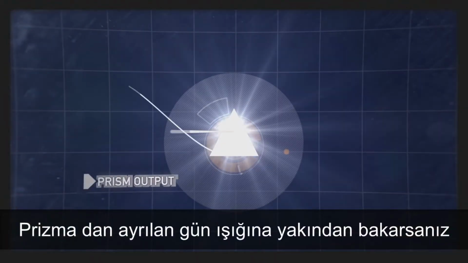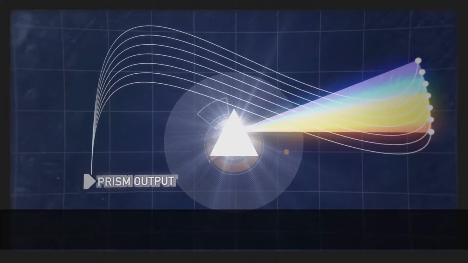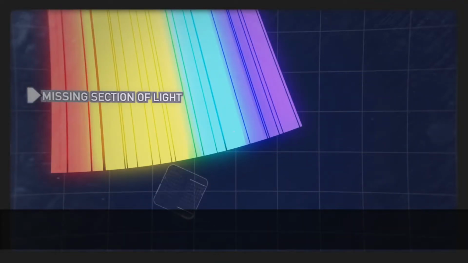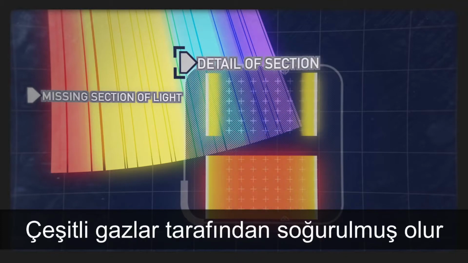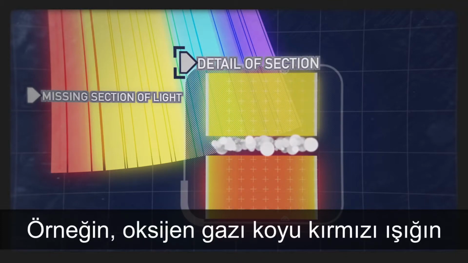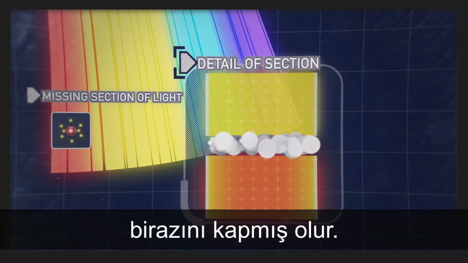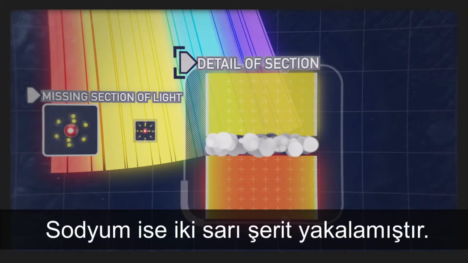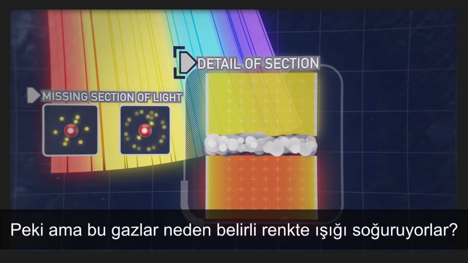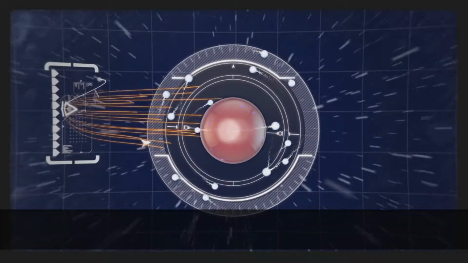If you look closely at sunlight separated through a prism, you'll see dark gaps where bands of color went missing. Where did they go? Before reaching our eyes, different gases absorbed those specific parts of the spectrum. For example, oxygen gas snatched up some of the dark red light, and sodium grabbed 2 bands of yellow. But why do these gases absorb specific colors of light? This is where we enter the quantum realm.